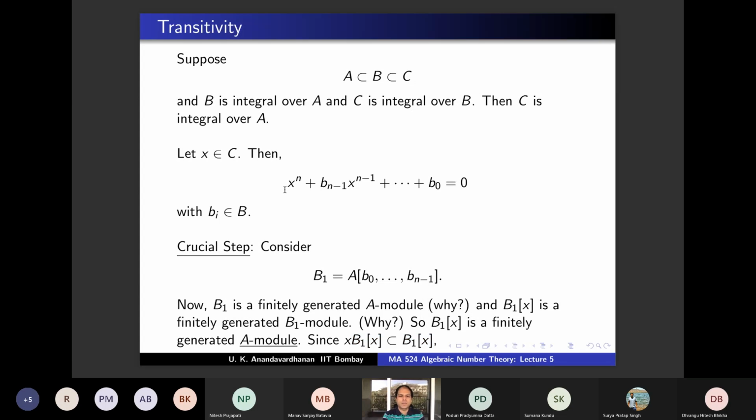Because of this: 1, x, etc., x to the power n minus 1. x times anything from here, you can use this equation and reduce it to that again. So this is clear from this equation. Agree? Therefore, you have got a finitely generated module M such that x times M is contained in M, and that M is an A module. This is the crucial point. It's an A module. So you have got an A module such that x times that is contained in itself. And what is the conclusion? Therefore, x is integral over A. So you have proved transitivity.